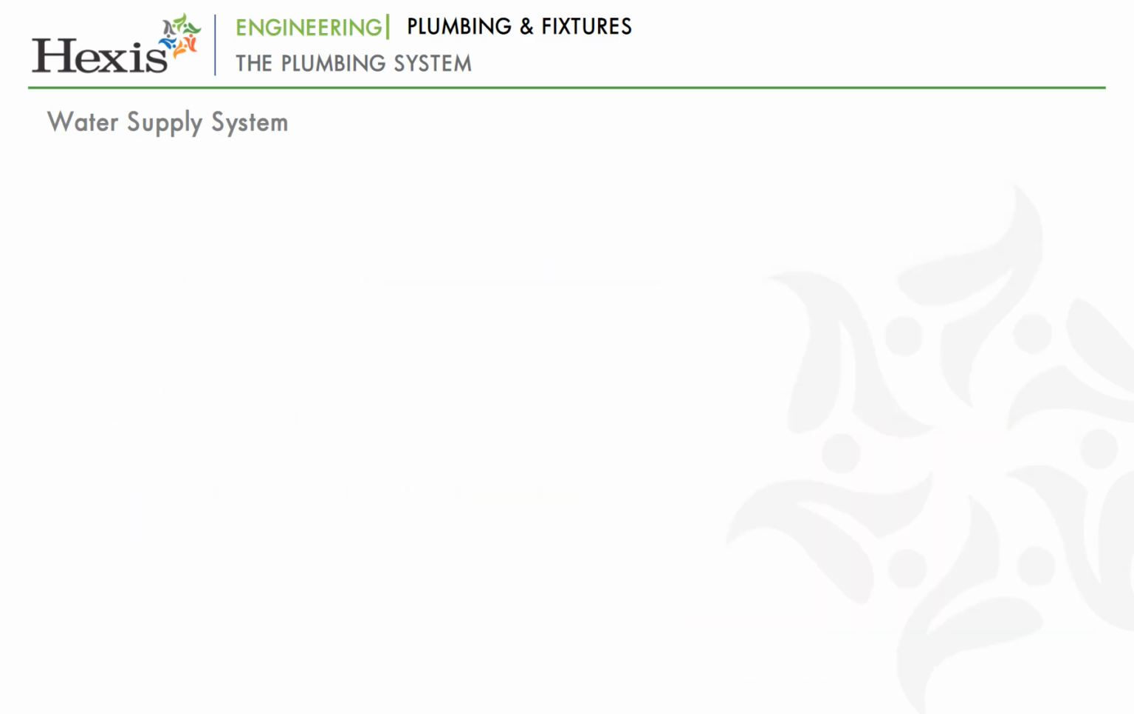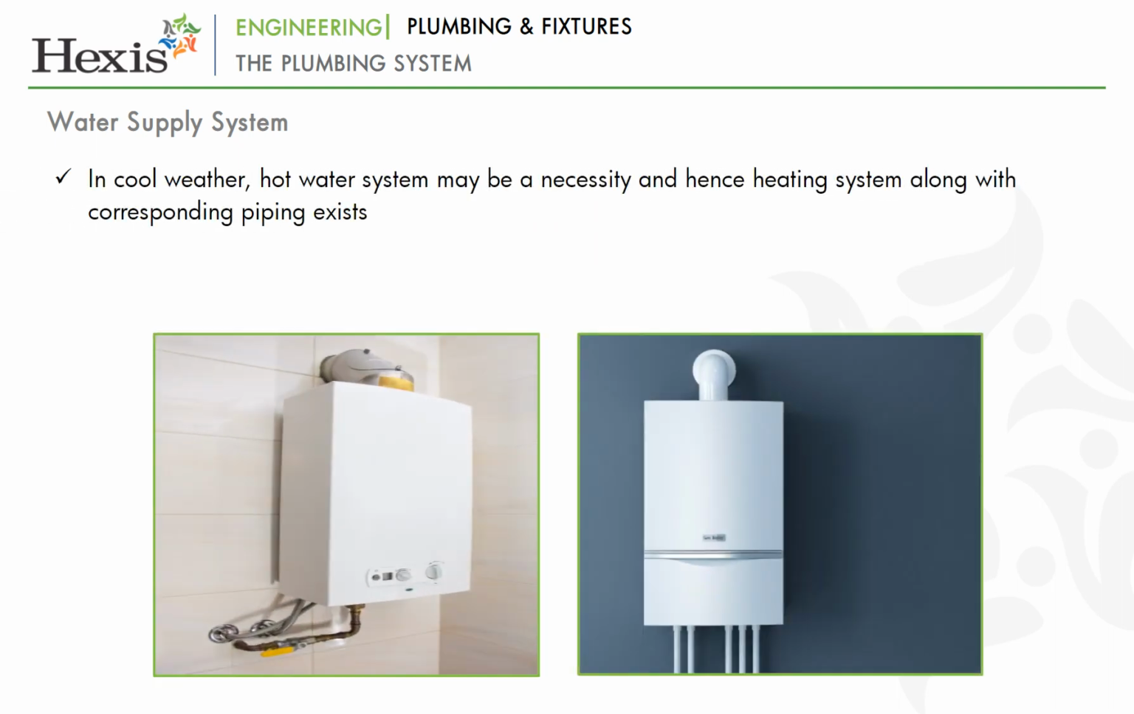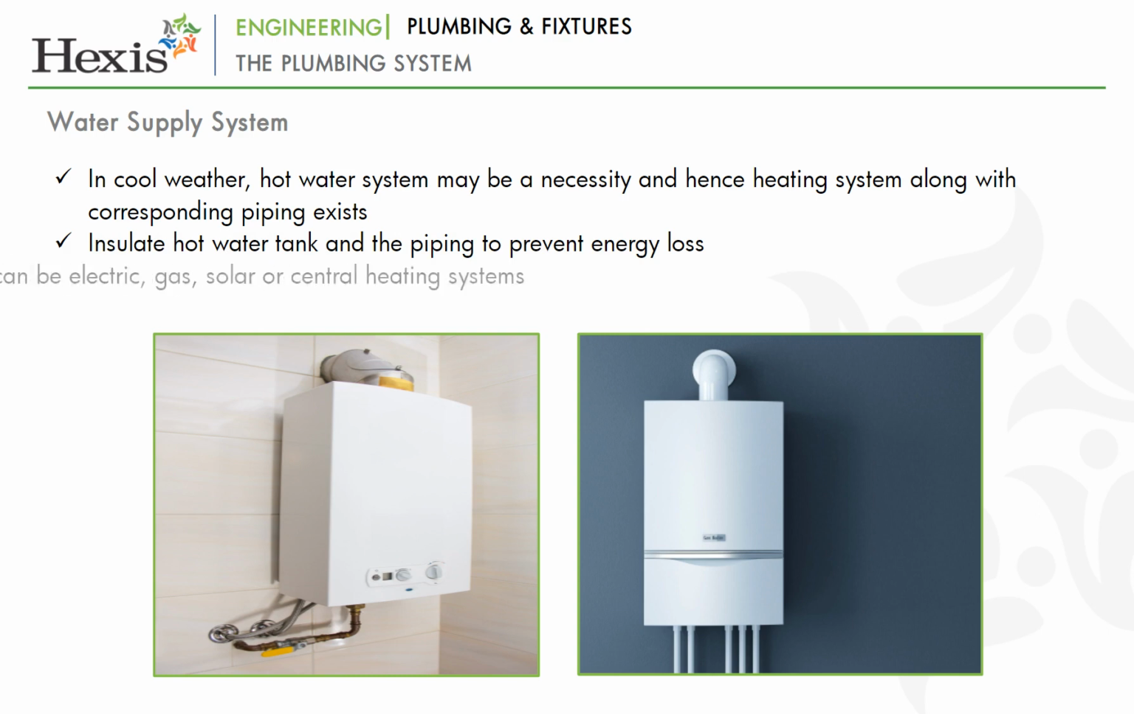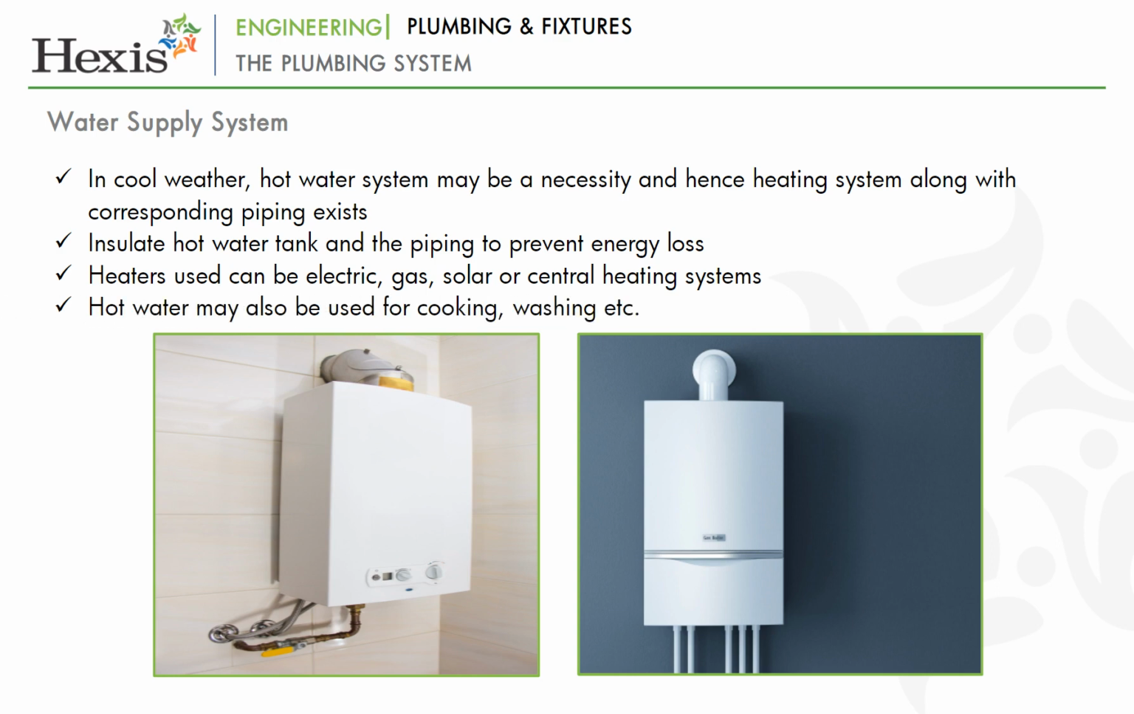In cool weather, a hot water system may be a necessity and hence a heating system along with corresponding piping exists. The hot water tank and the piping need to be insulated in such cases to prevent energy loss. Heaters used in the system could be electric, gas, solar, or they may be central heating systems, that is, electric or gas-fired boilers. Hot water may also be used for cooking, washing, etc.